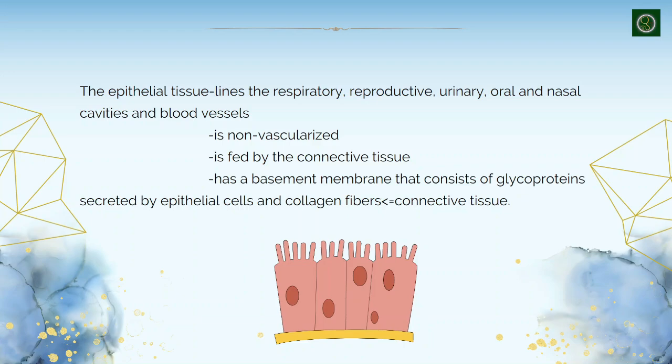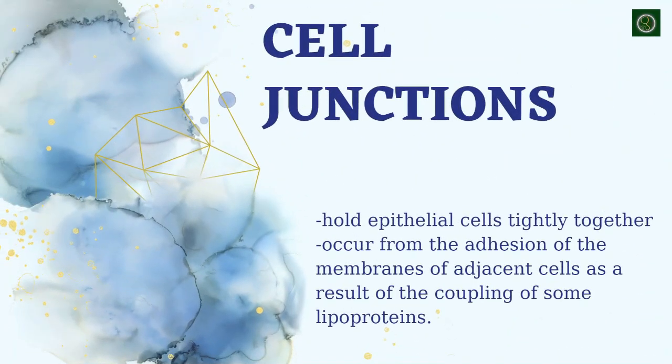Epithelial tissue lines the respiratory, reproductive, and urinary systems, the oral and the nasal cavities, and blood vessels. It is non-vascularized, as it is fed by the connective tissue and, therefore, no longer needs to have blood vessels to feed it. It has a basement membrane that consists of glycoproteins secreted by the epithelial cells and collagen fibers resulting from the connective tissue.